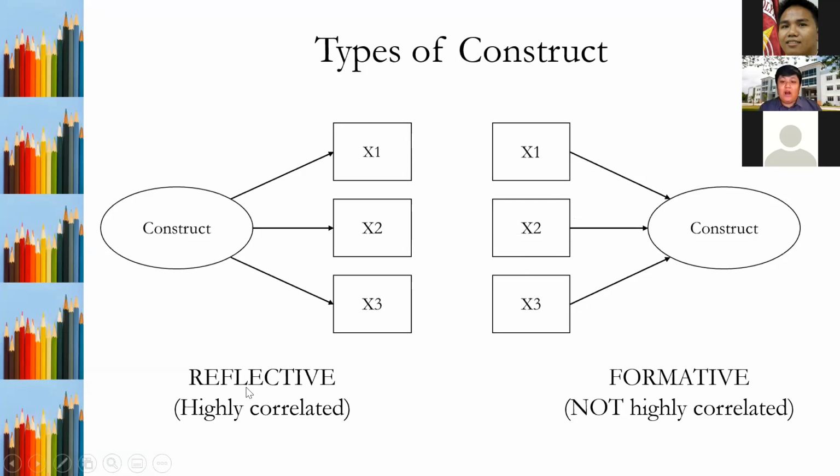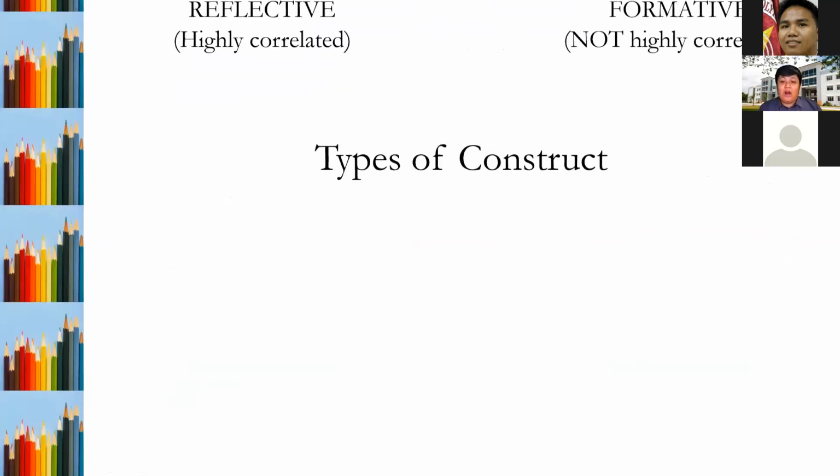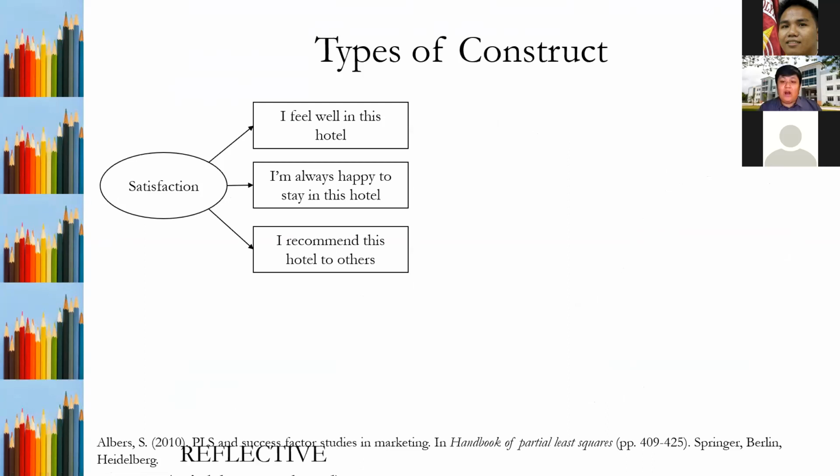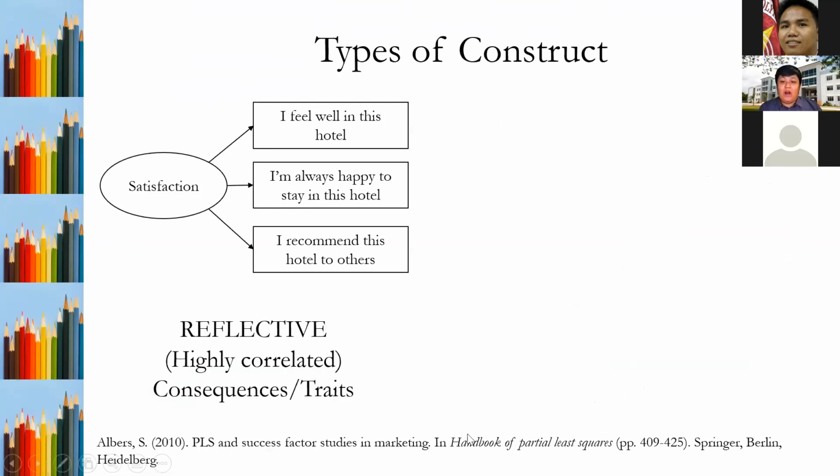So this one is an example of a reflective construct, and this one is an example of a formative construct. Now let's try to have an example. This example came from the paper of Albers in 2010. Here the author measured the construct satisfaction. Let's assume we want to measure satisfaction reflectively, so we will treat satisfaction as a reflective construct.